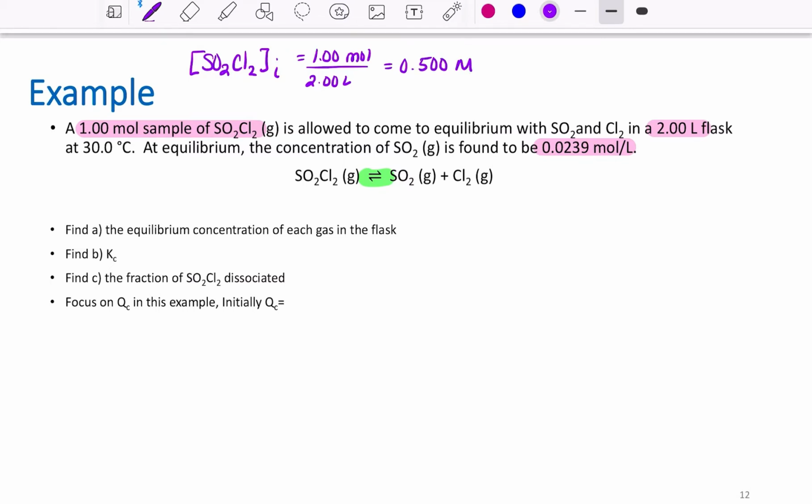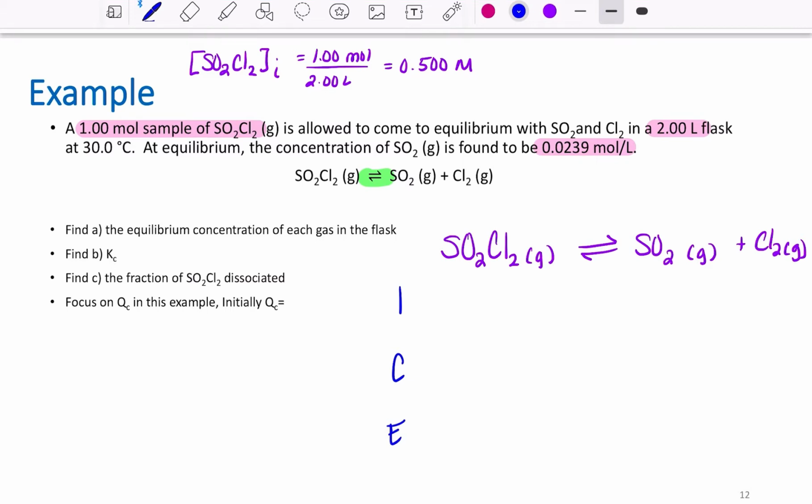Now we're going to set up an ICE table, or a RICE table. Again, you can call it whichever you would like. I learned them as ICE tables, other people learn them as RICE tables, and I'll explain what those words come from in just a sec. First thing you do is write down your reaction. Then, and if you want the R in there, that's fine, you're going to write down the initial concentrations of each species, the change in the concentration of each species as the reaction proceeds, and the equilibrium concentration of each species.